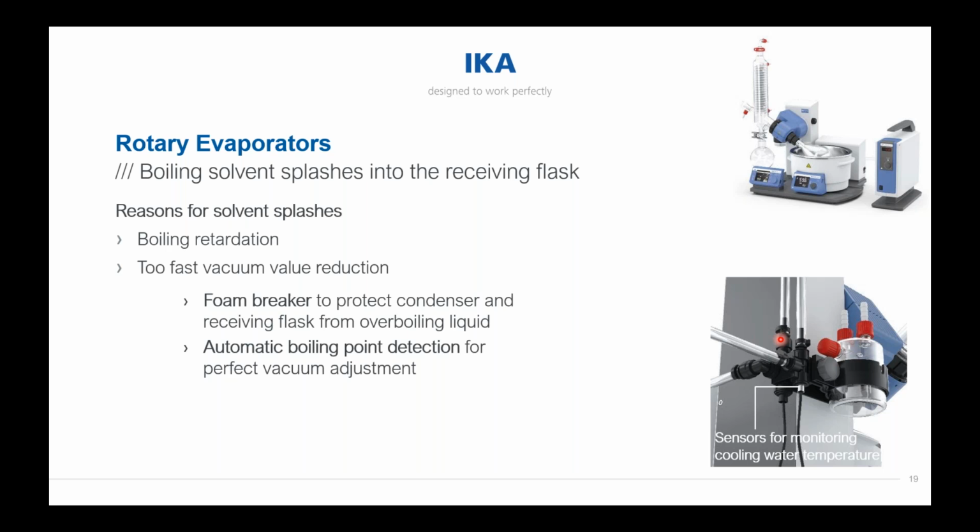That's how we can control the vacuum automatically, and how you can manage to get a really nice evaporation without overboiling. So that's how you can prevent this, by using this automatic boiling point detection. That's also independent of the solvent, so you don't need to define the solvent which you're using. You can just directly press start and everything is done by the rotary evaporator itself.